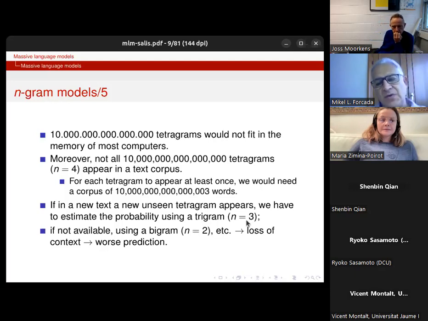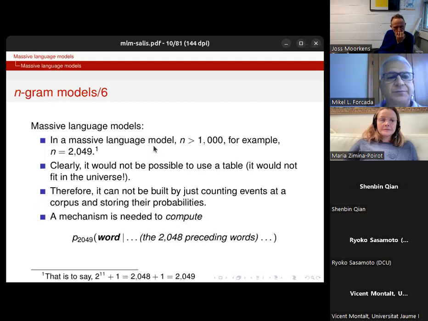So each time you do this, you fall back to a trigram, an n-gram which is shorter. You lose context, and then your predictions are worse. So this was the state of the art, let's say before 2012 or something like that: n-gram models with a lot of technical improvements, but this is basically the idea.